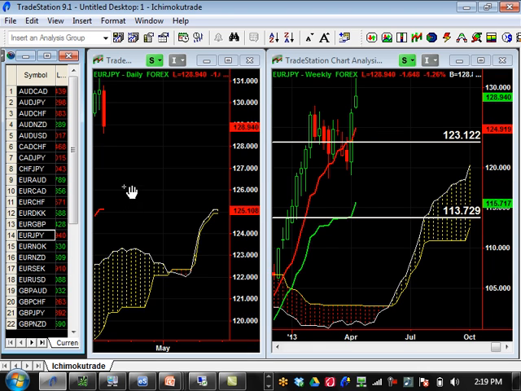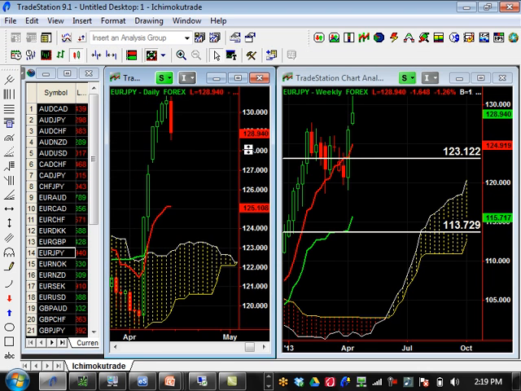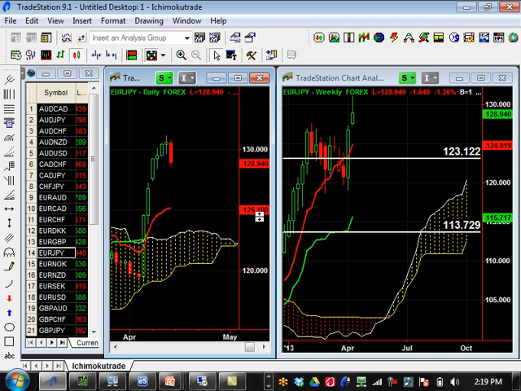Euro yen, of course, just like all the yen pairs, is very strong. Support levels on this one are going to be 125.10, and the second one's going to be 124.91. So the support zone is pretty much 124.91 to about 125.10.